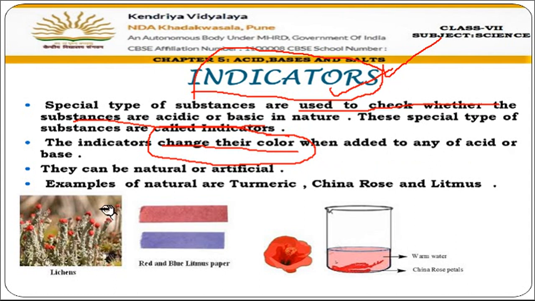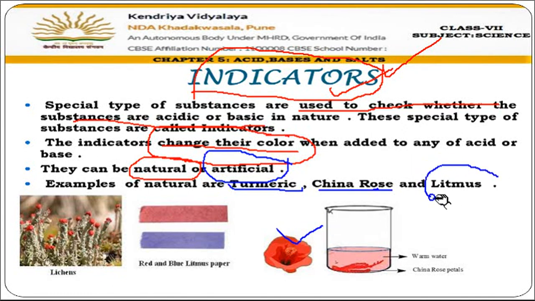They are called indicators. Now indicators can be of two types. One is natural indicator and the other is the artificial indicator. Some examples of natural ones, which are found in nature: one is turmeric, haldi, then China rose. You can see China rose here in the diagram. And one very important indicator is litmus. So these three indicators we have to study: turmeric, China rose, and litmus.